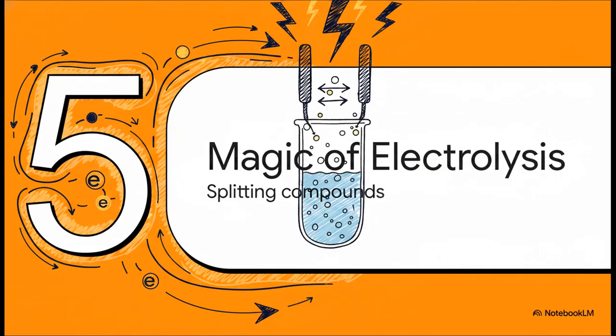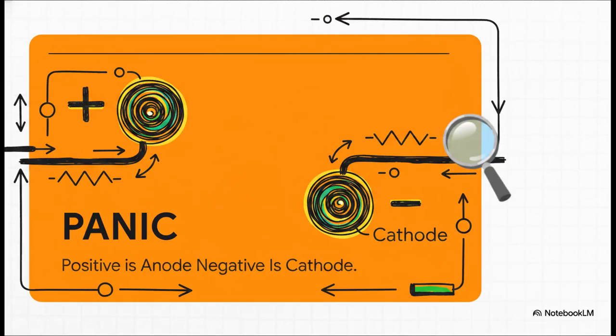All right, Section 5, the magic of electrolysis. This is where we stop waiting for elements to trade naturally and literally force them to do it using raw electricity. But before we start wiring anything up, here's our next essential rulebook mnemonic: PANIC. Positive is anode, negative is cathode.